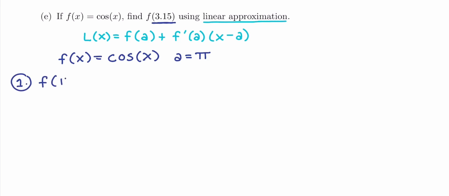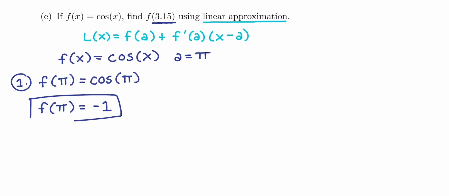We're going to first plug in f of pi, which is cosine of pi. And cosine of pi from our unit circle, that's the same thing as over at 180, we're to the other side of the circle. The value of cosine is -1 there.